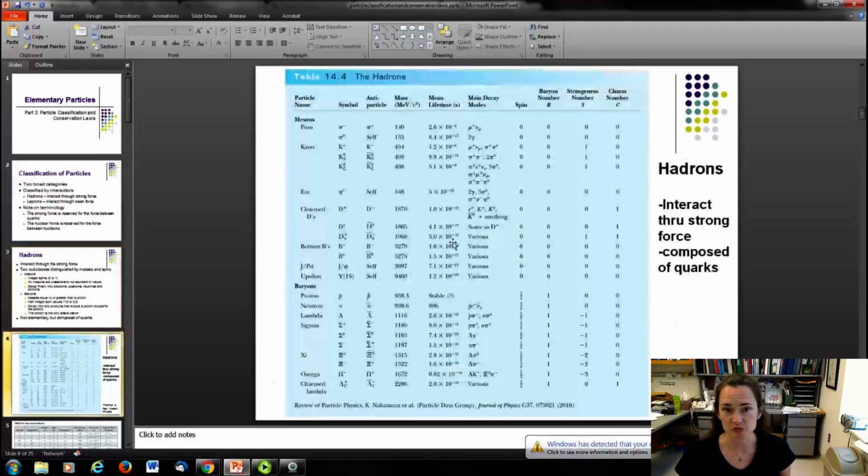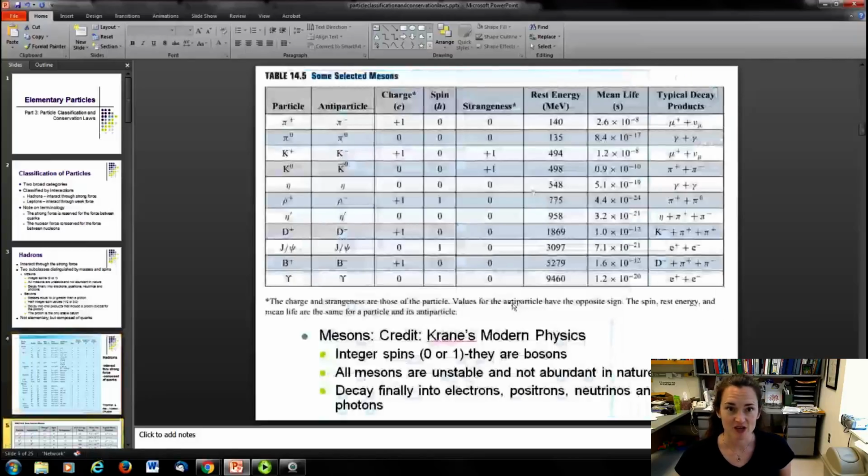There's a chart from another book that is not an exhaustive list, but does cover a lot of the common hadrons here. And you can see that it's separated into two classes, the mesons and the baryons. All right? So these interact through the strong force, they're composed of quarks, and you have them both here in one chart. But in case that's a little small, you also have the charts from your own book. So here's some selected mesons. Remember, these are the integer spins, 0 or 1. They're bosons, they're unstable. Let's look at some of them and discuss what their names are.